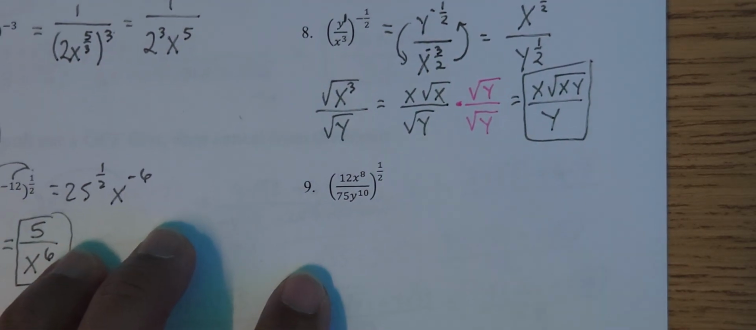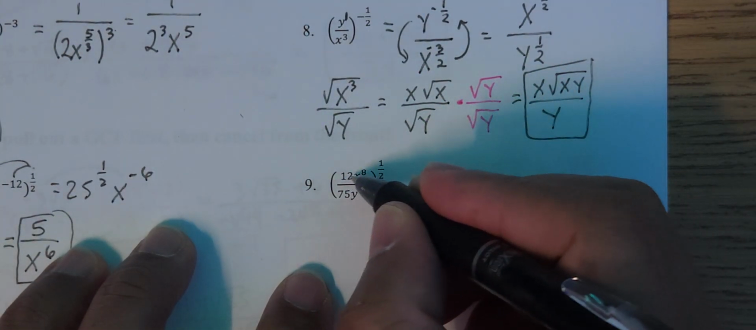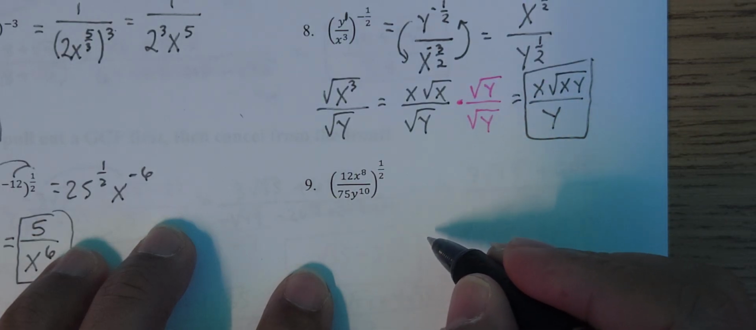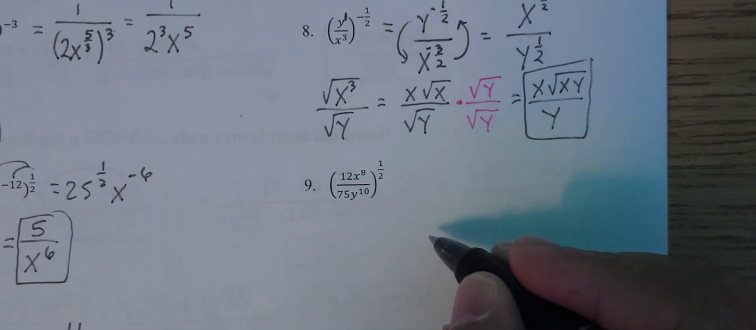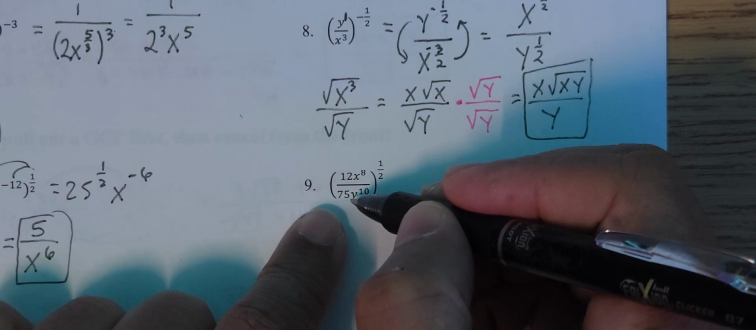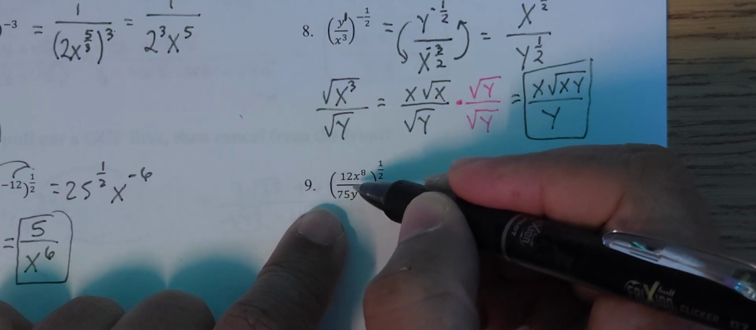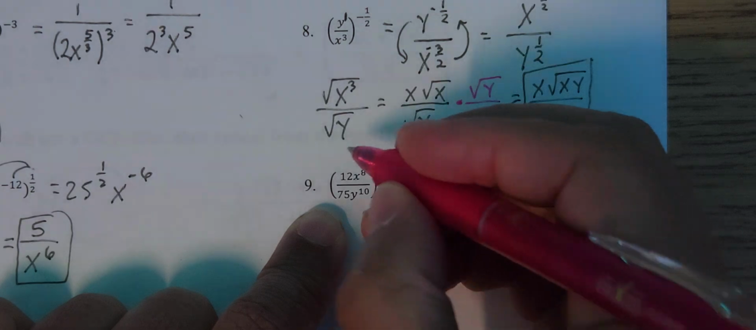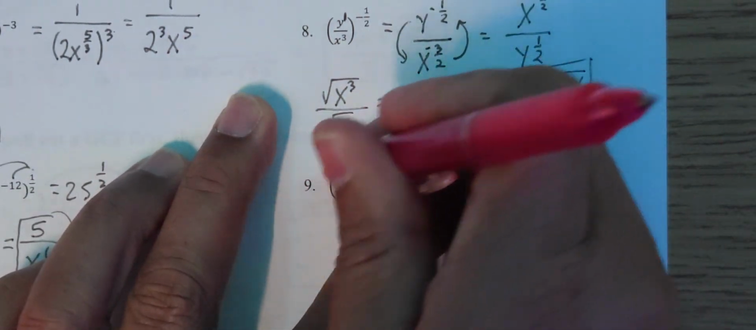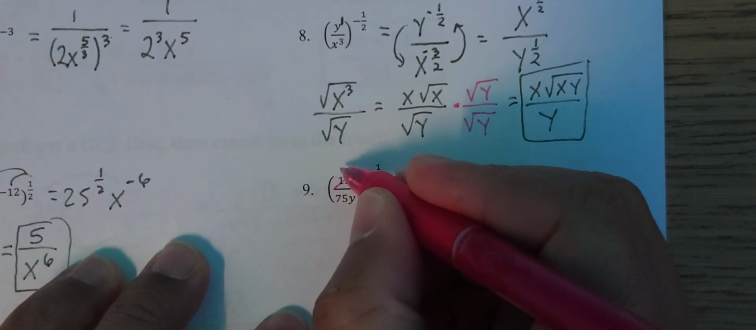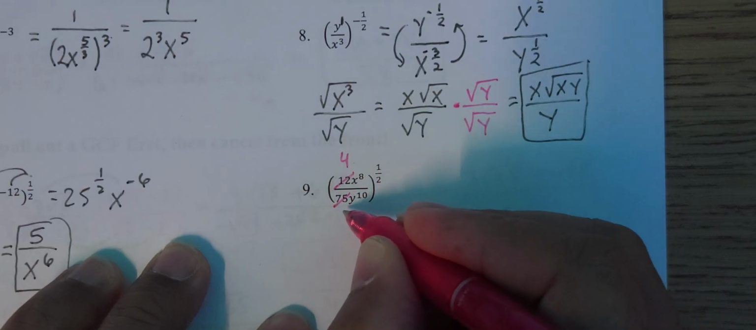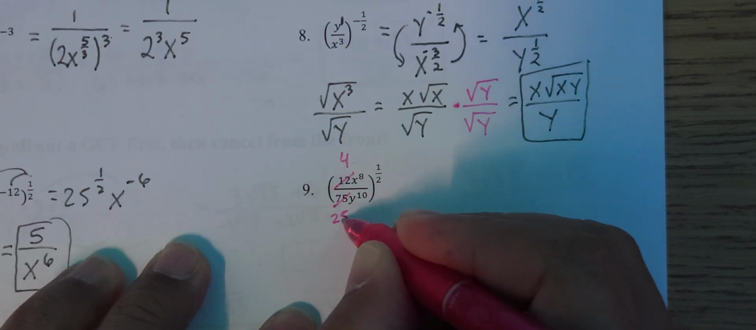All right, number 9. For this one, this power applies to both numerator and denominator. I'm going to distribute. Let me simplify first. Do 12 and 75 have a factor in common? I hope you see it. The factor is 3, because 3 goes into 12 4 times, so this becomes a 4, and 3 goes into 75 25 times, so this becomes a 25.